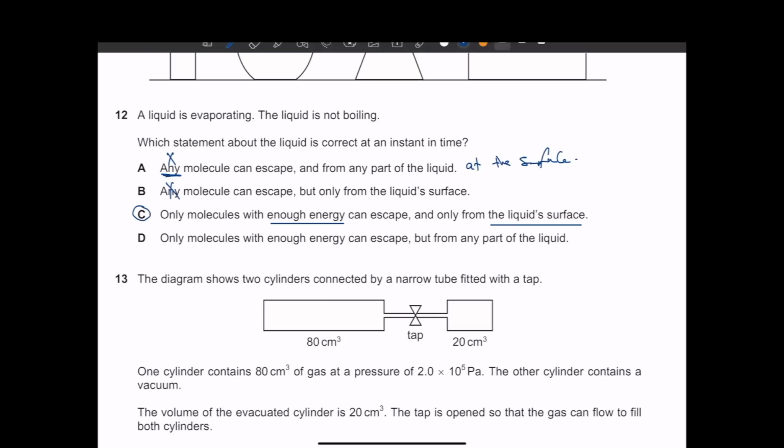Let's see what's wrong in D. Only molecules with enough energy can escape, but from any part of the liquid. This is a mistake because if the molecules have enough energy, they're supposed to be at the surface or at the top because they have less density. So this wording is wrong, or it has no meaning. So the right answer here is supposed to be C.